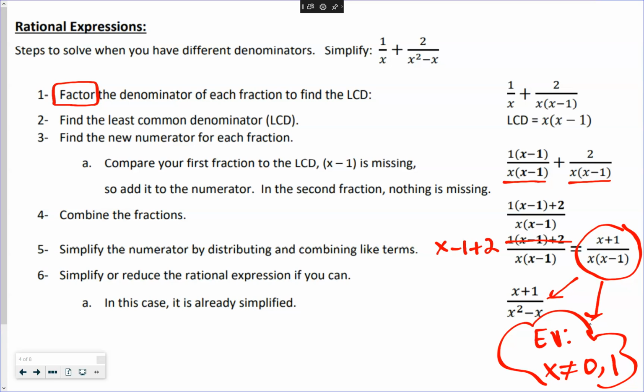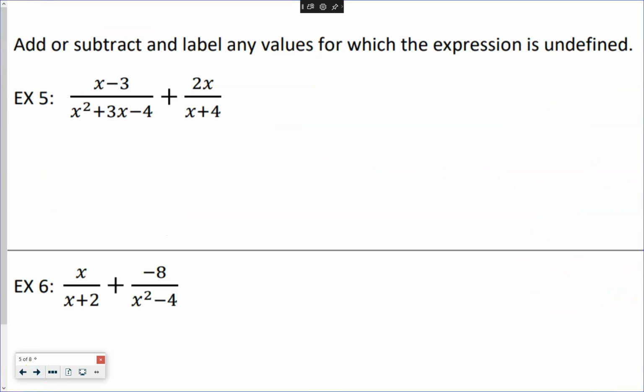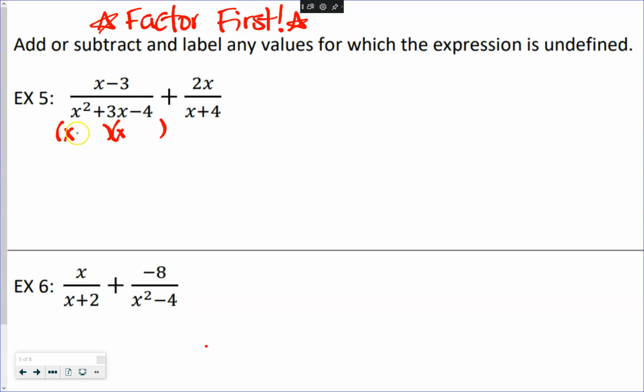All right, so now let's try to add and subtract some that do not have common denominators. My first one, we have x minus 3 over x squared plus 3x minus 4. The other one is 2x over x plus 4. So I always have to factor first. That is the biggest thing you have to remember, is always factor first. So the only piece I can factor is down here. X squared plus 3x minus 4. So I think what multiplies to give me negative 4, but adds to give me a positive 3. That is going to be positive 4 and negative 1.